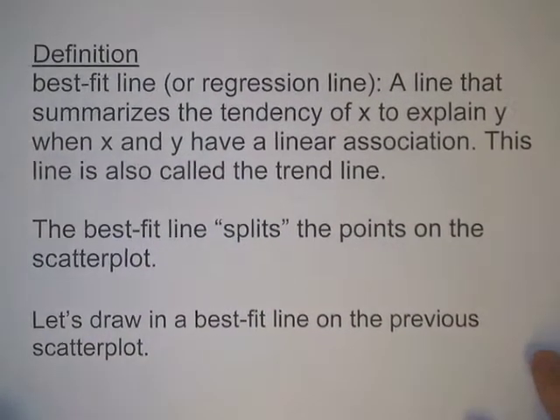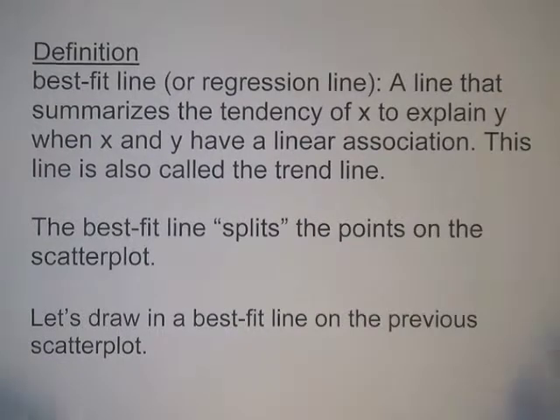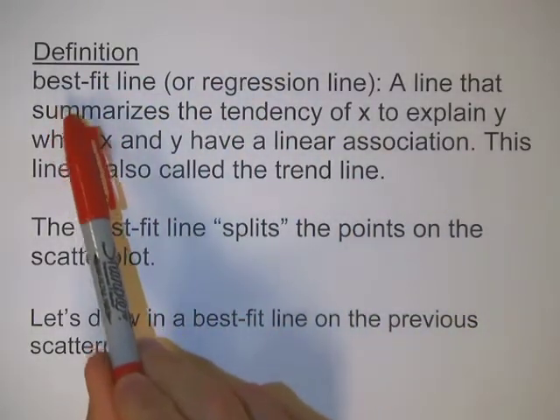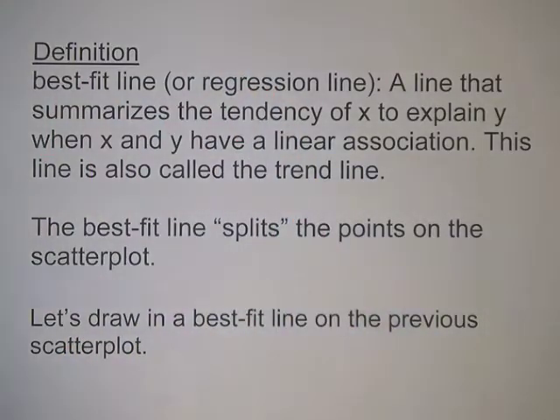Now let's define what's called the best fit line or the regression line. It's a line that summarizes the tendency of X to explain Y when X and Y have a linear association. And we could see in that last example that it did appear pretty linear. This line is also called the trend line. So there are a lot of different terms that describe the same line. Best fit line, regression line, trend line, those are all synonymous. The best fit line splits the points on the scatter plot.